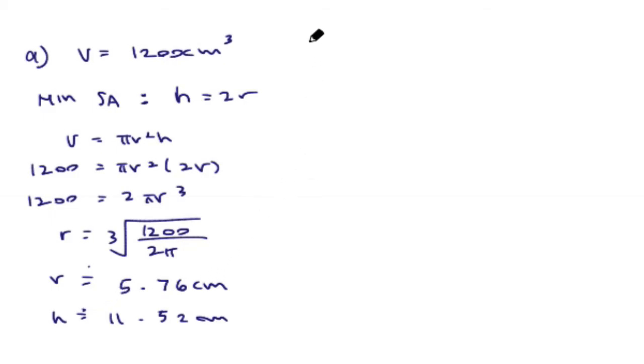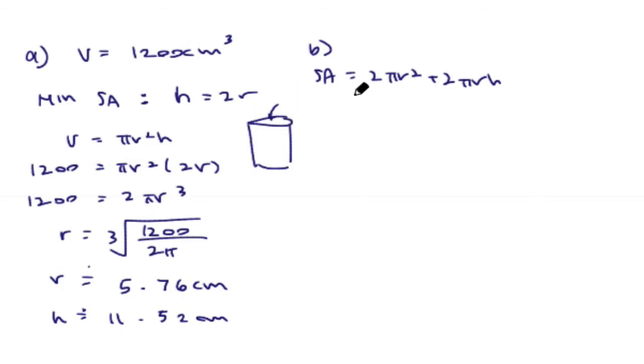So now in part B, we want to determine how much cardboard is required. So that's making the surface area. So surface area of a cylinder we know is 2 pi r squared plus 2 pi r h. But it says in the question that it's an open cylindrical container, which means that in our cylinder, so if I draw a cylinder over here, the top is open. So we don't need to count the top circle. So I'm going to get rid of that 2 there.